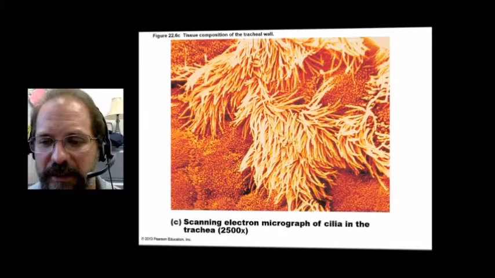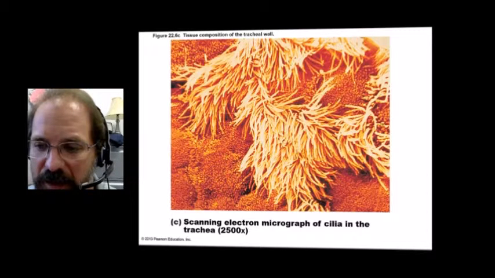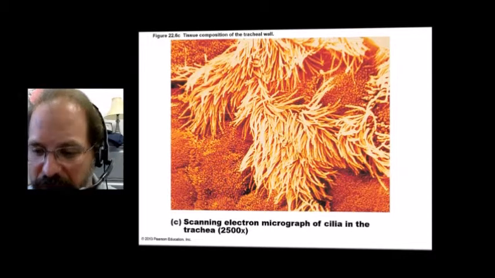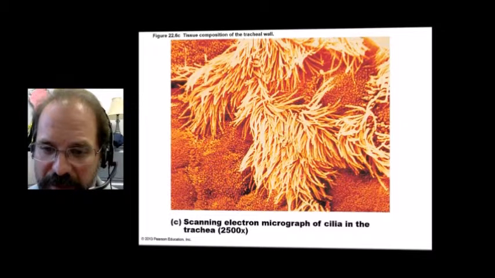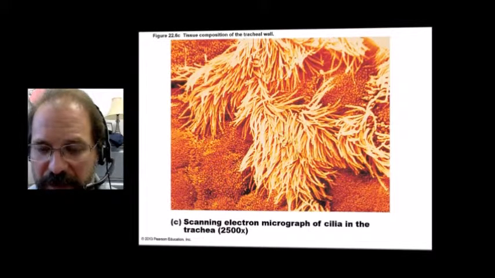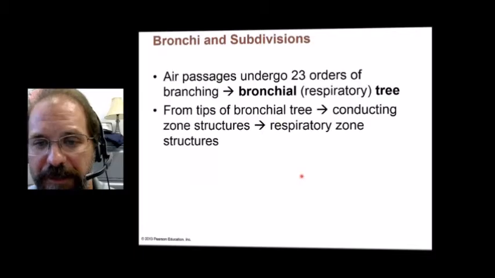A little interesting side note, guys, these ciliated epithelial cells are the cells that are targeted for infection by the influenza virus. That's how they gain entry into your body, and it's those cells that they initially attack and destroy.